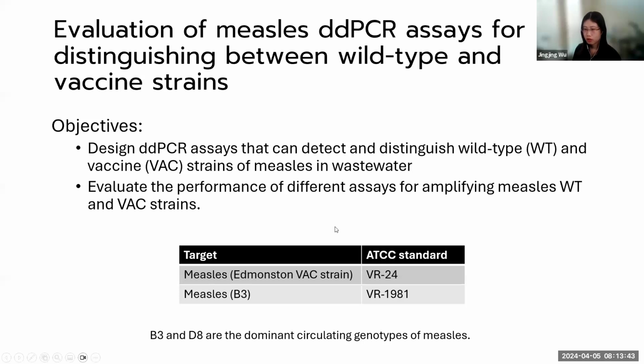For the evaluation, we bought 2 measles ATCC standards. One is the Edmonton vaccine strain, and the other is the wild type strain B3. The B3 and the D8 are the 2 dominant circulating genotypes of measles currently.